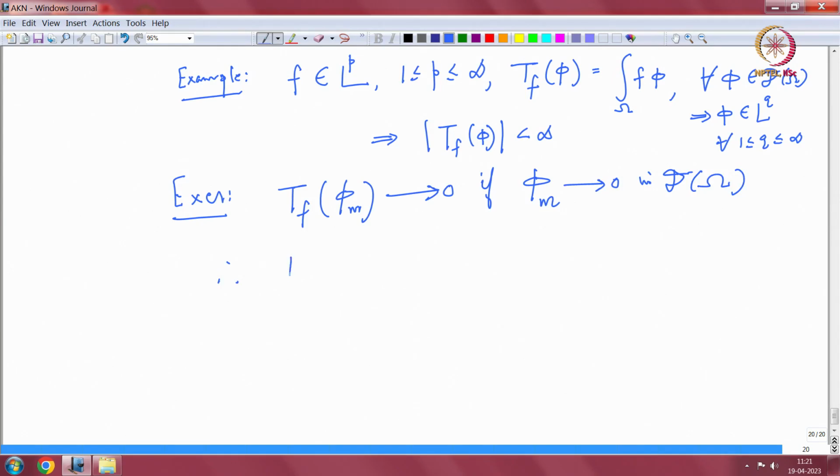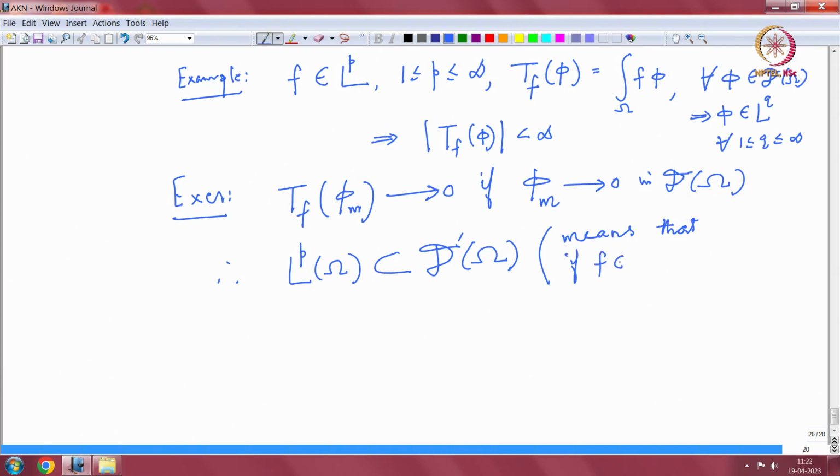So, therefore, all this L^p of omega can be viewed as a distribution. I will write more about this inclusion a little later. When I am writing this, it means that if f is in L^p, you are identifying, then Tf is in D prime. That is the meaning of that. Okay. Later, we will soon see this inclusion is a continuous inclusion. For that I have to define the topology on D prime of omega.